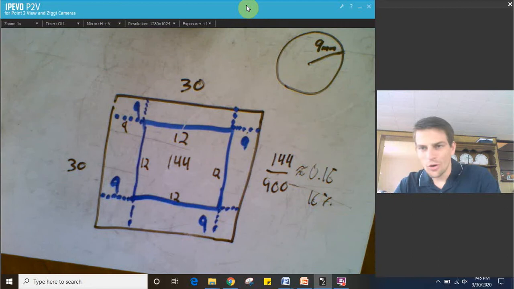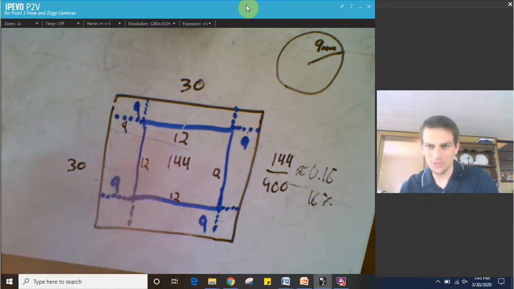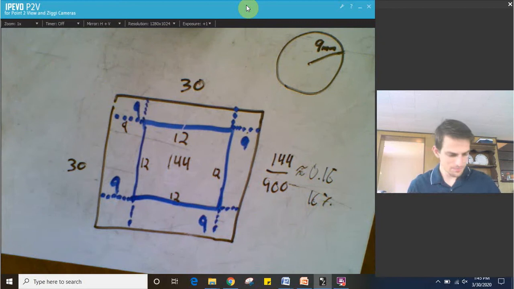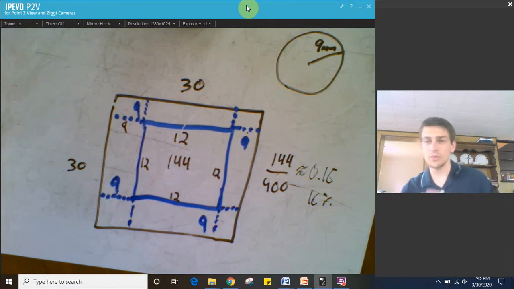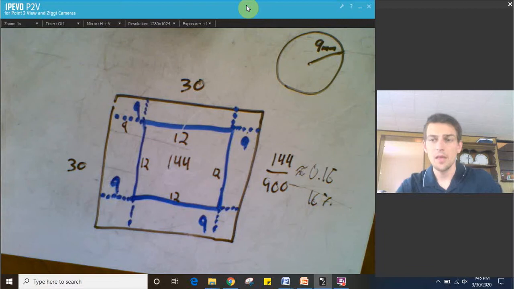Now, in your homework, you're actually going to have to do this again, but with a different coin. I think you're going to have to do it with a quarter. So pay attention to this. Make sure you know how this works. I think that is all the examples that I'm going to do for this lesson right here. Please let me know if you have any questions.